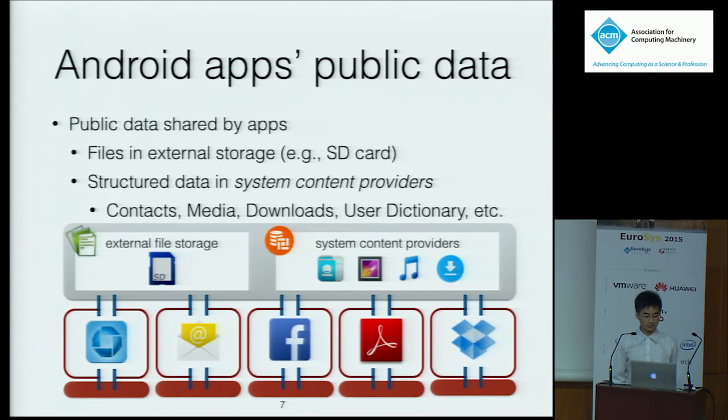Android also provides some public data shared by apps. They include the raw files in external storage, like the SD card, as well as some structured data defined in system content providers. Content providers are mechanisms in Android to define database-like APIs in order to share structured data with apps. Contacts, media, download metadata, and the user dictionary are all managed by system content providers.